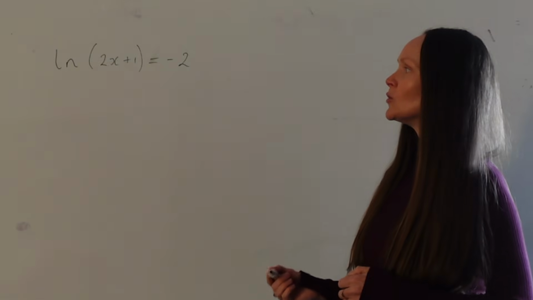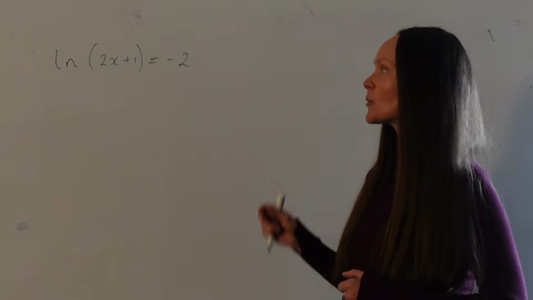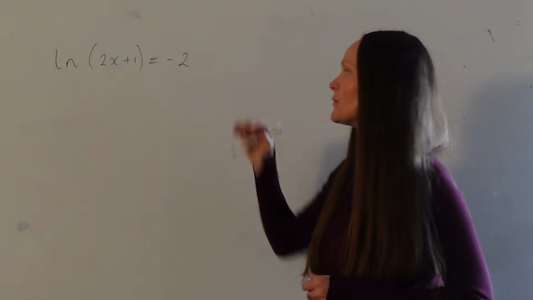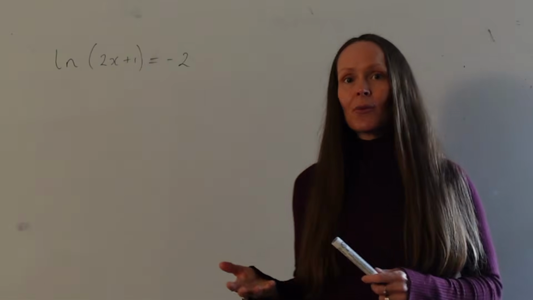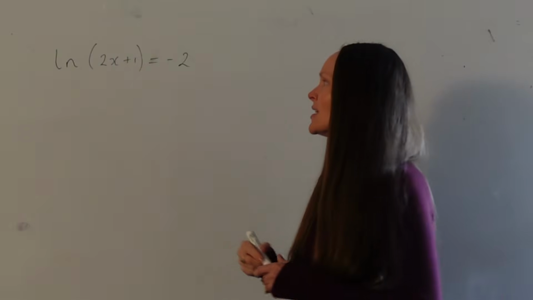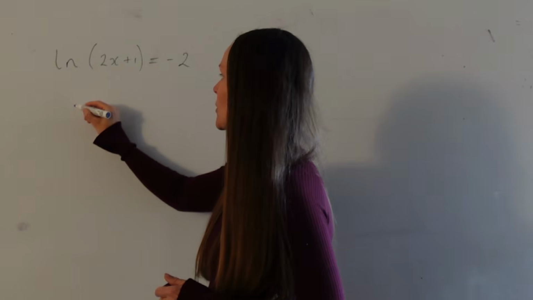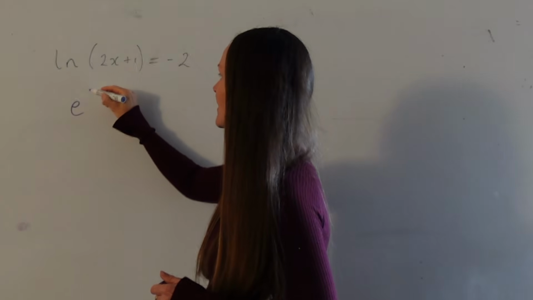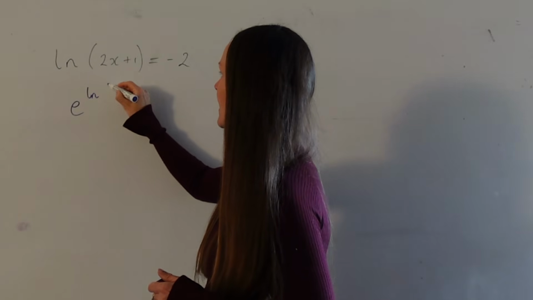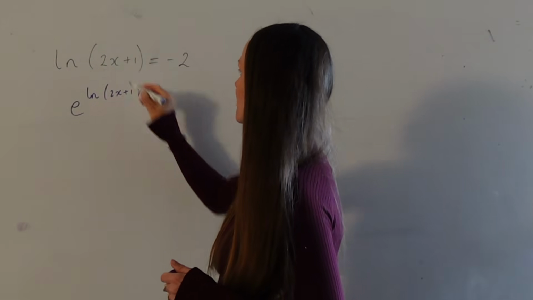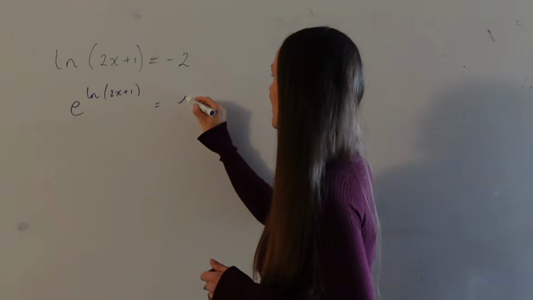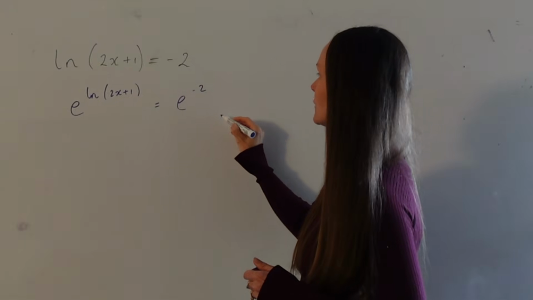So what I'm going to do is use e to the x, and apply it to both sides of the equation so that I can cancel ln and rewrite the equation without the logarithm. If I apply e to the x on both sides, I'm just rewriting it like this: e to the power of ln of 2x plus 1. All of this becomes the power, and on the right hand side, e to the power of negative 2.